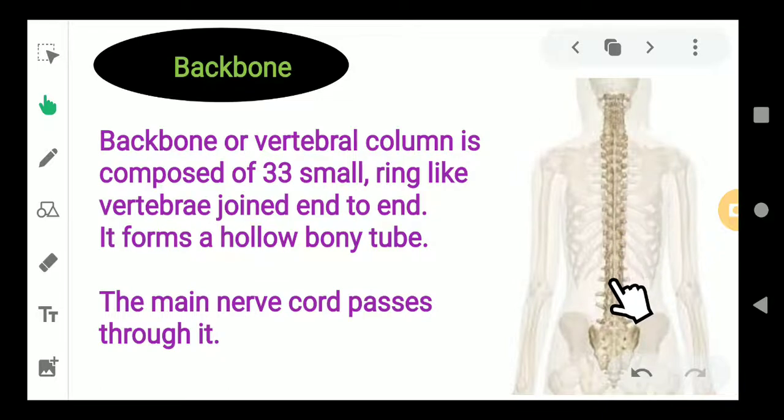Can you feel your backbone now? Touch your backbone and see. You can see 33 vertebrae joined end to end and it forms a long hollow bony tube. The main nerve cord passes through it. The main nerve cord passes through this backbone.